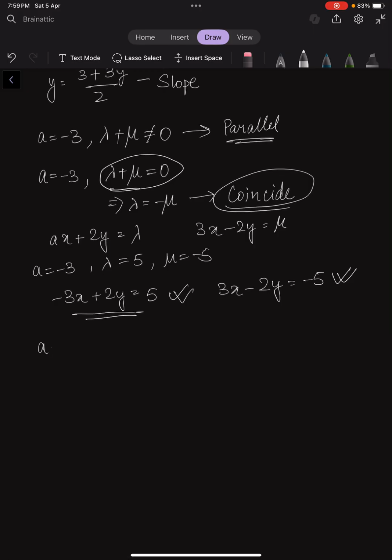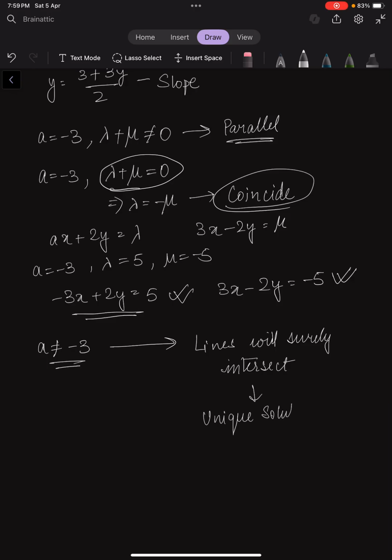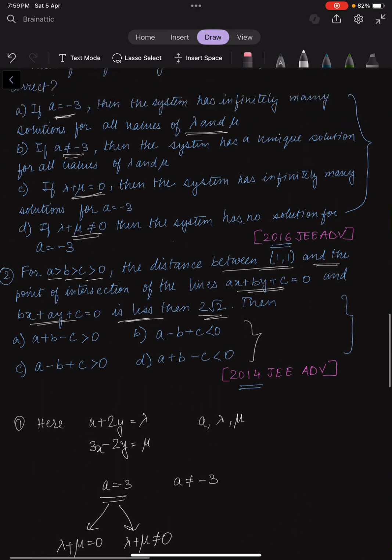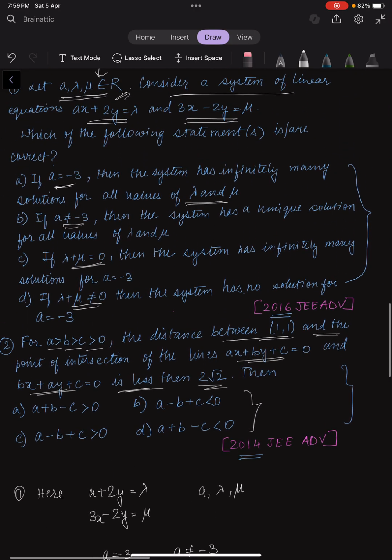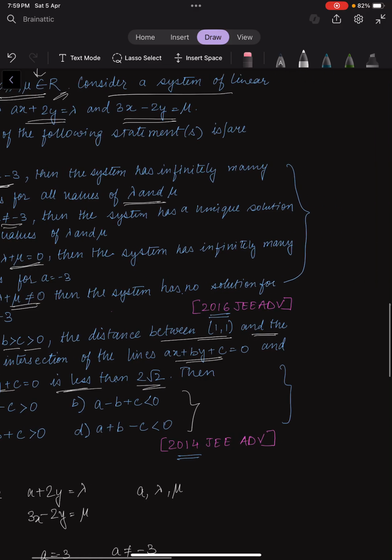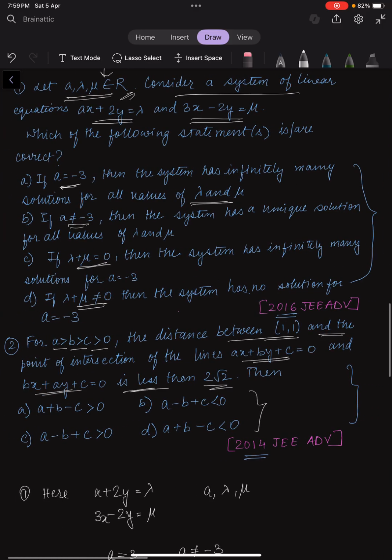Now we have two conditions solved. Finally, we have to identify for a not equal to minus 3. When a is not equal to minus 3, the lines will surely intersect. You can write one equation for confidence, but you will see the same. It will surely intersect and that will have a unique solution. So let us see which of our options are correct. So we see that definitely option A doesn't hold true.